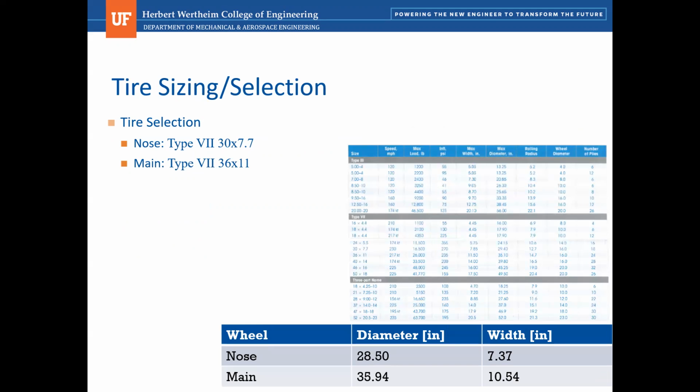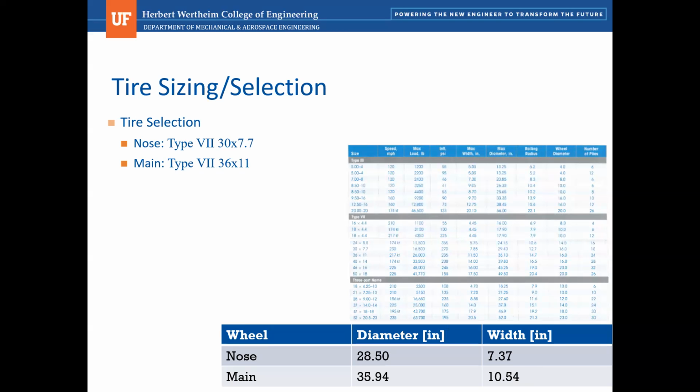Next was the tire sizing. Using the methods in our book and historical data, we found the nose tire to have a calculated diameter of 28.50 inches and a width of 7.37 inches, and the main wheels to have 35.94 inches in diameter and 10.54 inches in width. Granted, these are calculations, the bare minimum that the tires need to be.